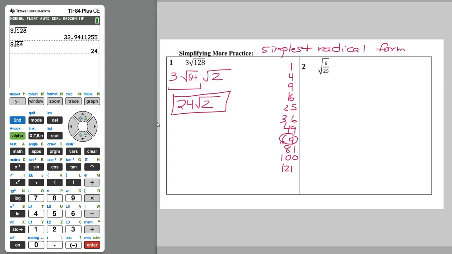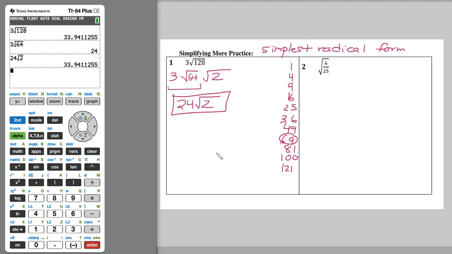Again, one final check, something good to do. Looking at my original decimal, 33.9411255, I'm going to type in my answer, and hopefully the decimals match. If they do, then I know I did it correctly. And there you go, they match. So I'm good. A little check for myself, making sure I know I did it right.